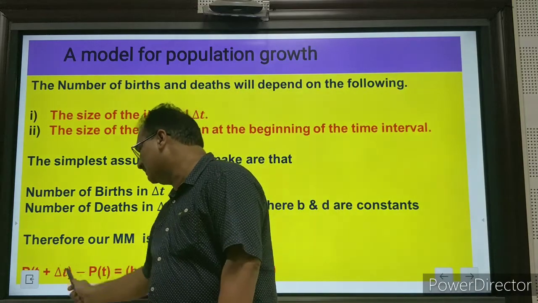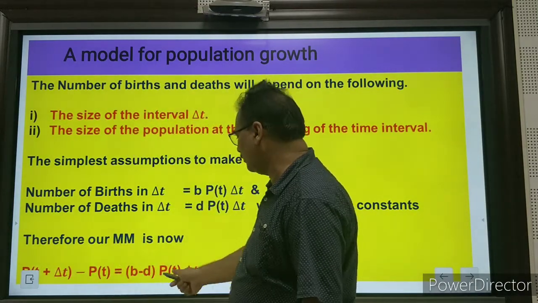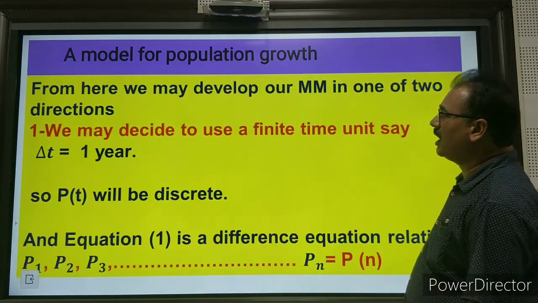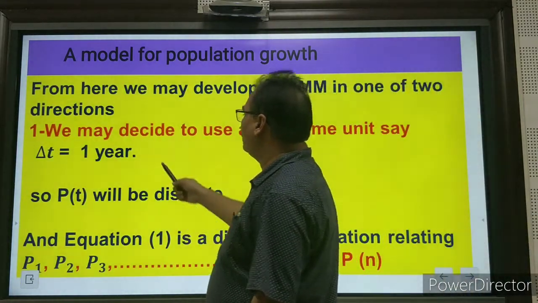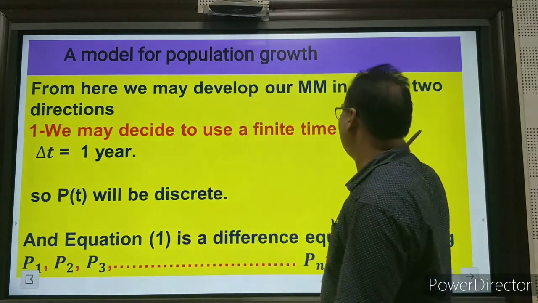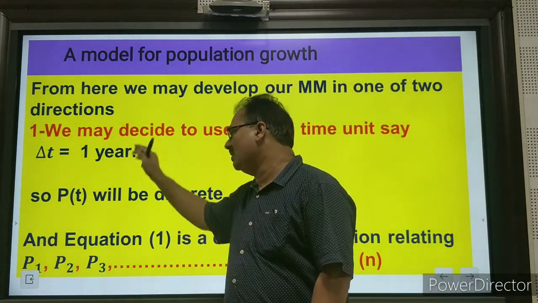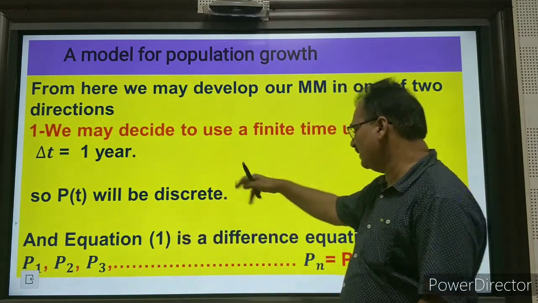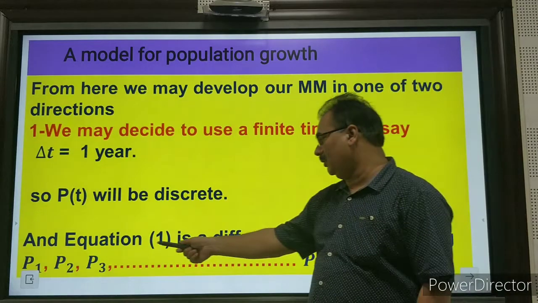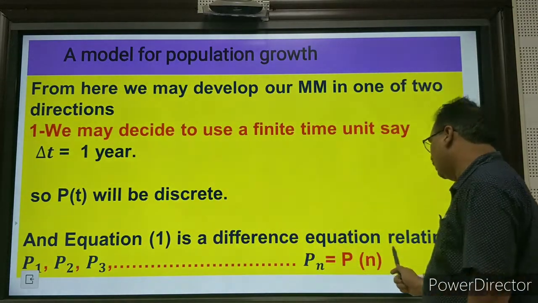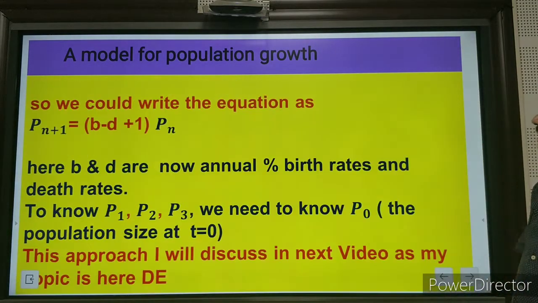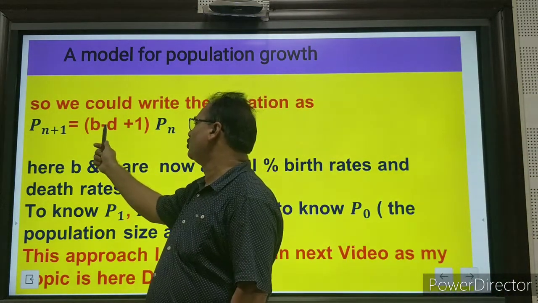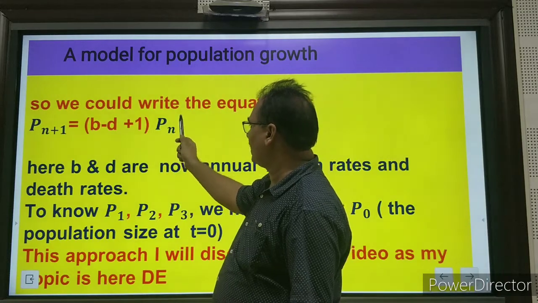P(t + delta t) minus P(t) is equal to (b minus d) P(t) delta t. This is equation number 1. Now if we decide to use a finite time unit, say delta t is equal to 1, then this will be very simple. P(t) will be a discrete variable, and this equation 1 may be written with P1, P2, P3, and Pn equal to P(n). So we could write the equation as P(n+1) is equal to (b minus d plus 1) times P(n).